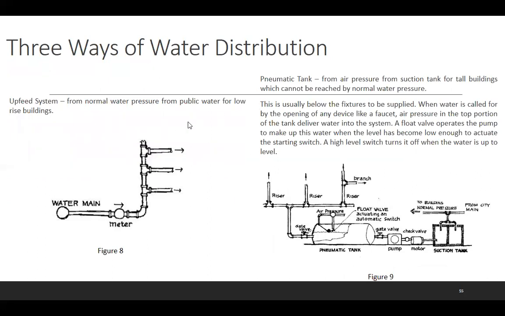Next, 3 ways of water distribution. So, meron tayong upfeed system. From normal water pressure from public water or low rise building. Sa mababa lang. So, this one part. Water main, diretso, yan, pasok po sa mga floor. Okay. Ngayon, hindi na pwede ito.